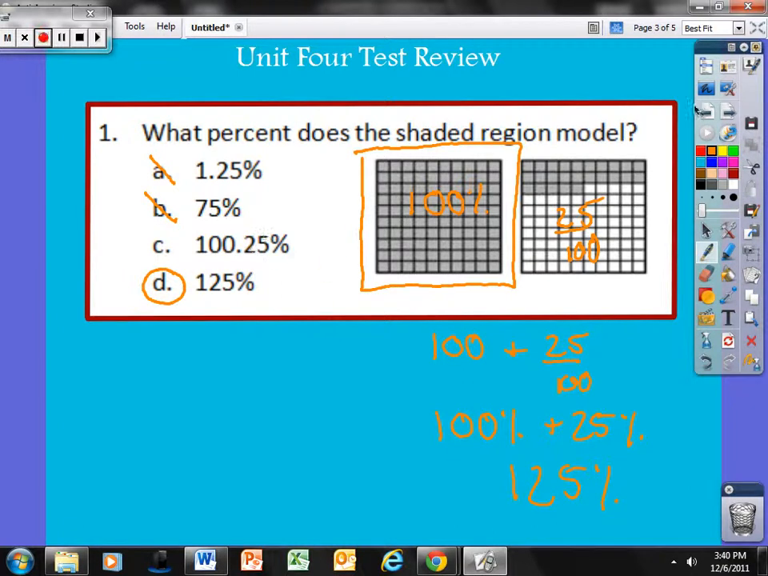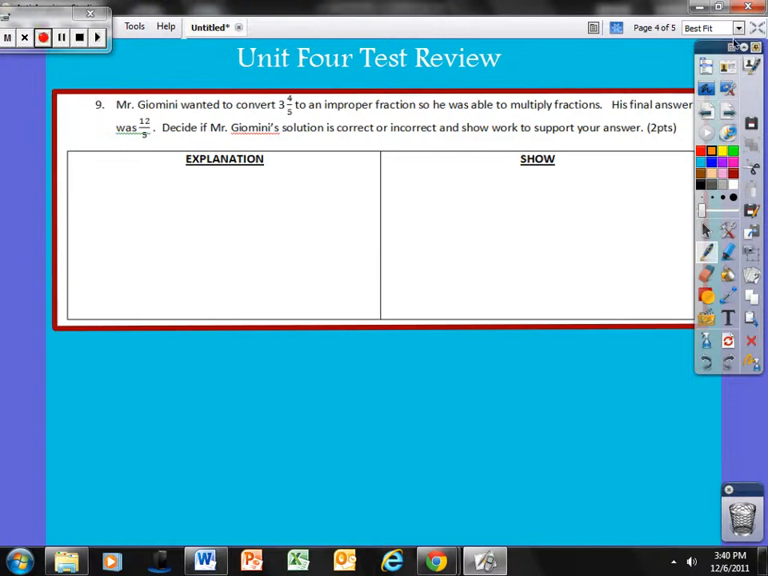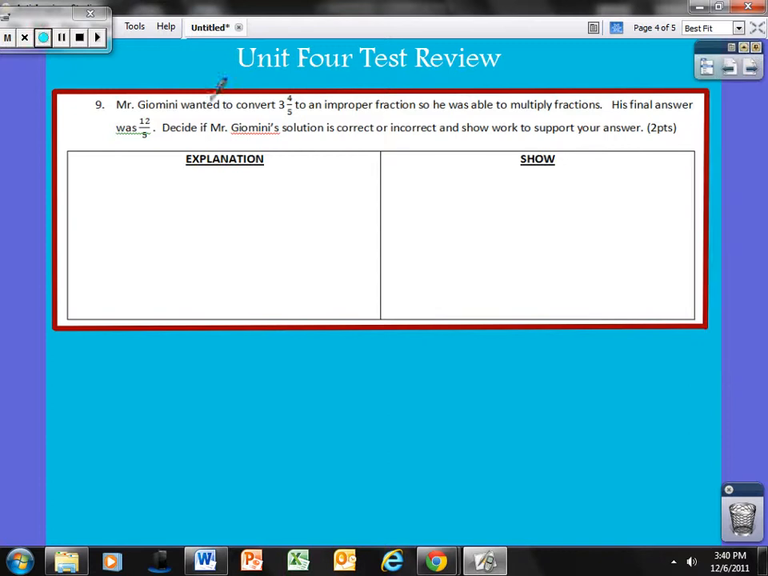Okay, let's take a look at another question, a short answer, extended response. Mr. Giomini wanted to convert 3 4/5 to an improper fraction. He was able to multiply fractions, and his final answer was 12/5. I have to make a decision here: decide if Mr. Giomini's solution is correct or incorrect and show work to support your answer.